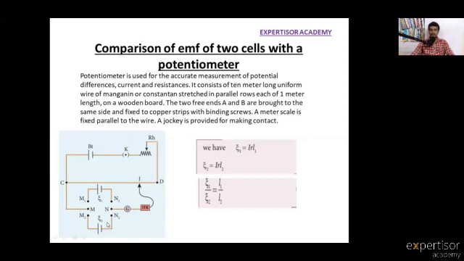rheostat, key, battery and three-plug arrangement, and two different EMF batteries, galvanometer and high resistance boxes are arranged in the electric circuit of the potentiometer. In this, the EMF of the first battery is equal to I R into L1. The EMF of the second battery is equal to I R L2. By using these two equations, epsilon 1 divided by epsilon 2 is equal to L1 by L2. IR cancels.